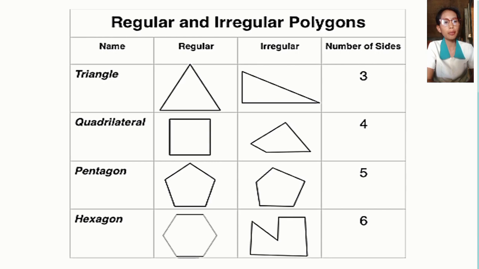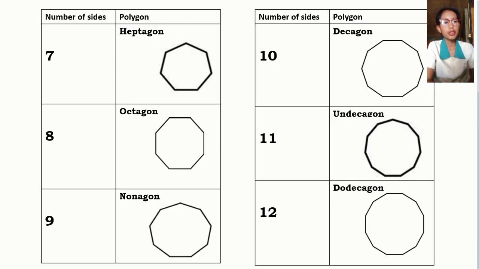Meron siyang 12, which are the heptagon with 7 sides, octagon with 8 sides, nonagon with 9 sides, decagon with 10 sides, hendecagon with 11 sides, and dodecagon with 12 sides.